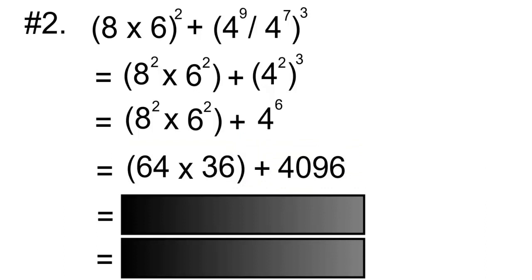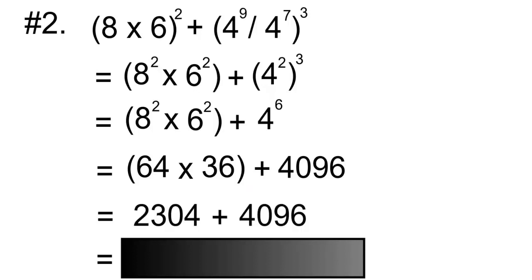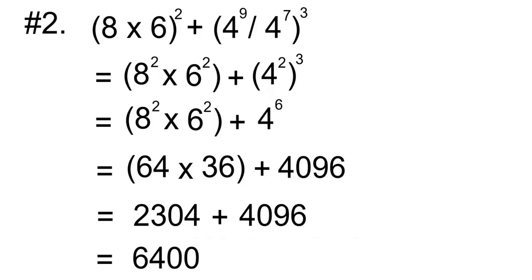8 to the 2 is going to be 64, 6 to the 2 is going to be 36, multiply those together, and then you're going to add 4 to the 6, which is 4,096. Multiplication is first. That gives us 2,304 plus 4,096. And then finally we'll add them together, which will give us a final answer of 6,400.